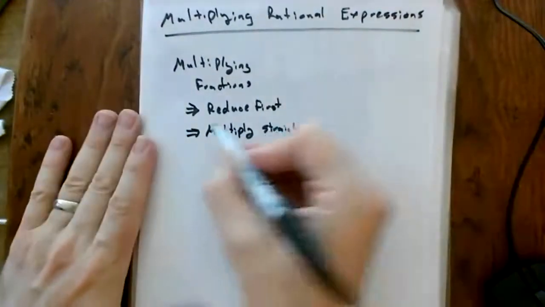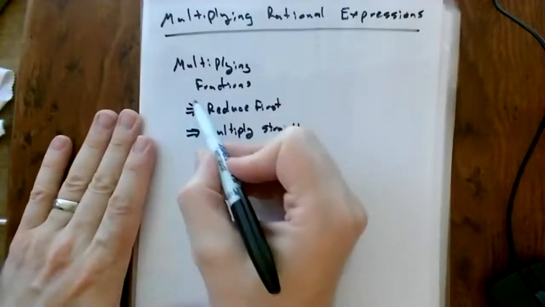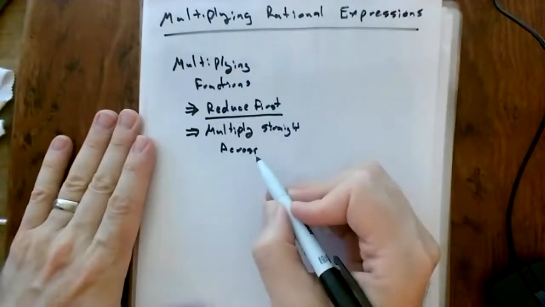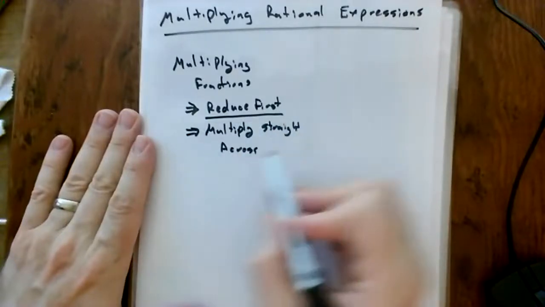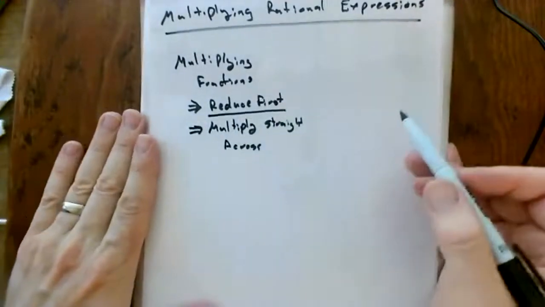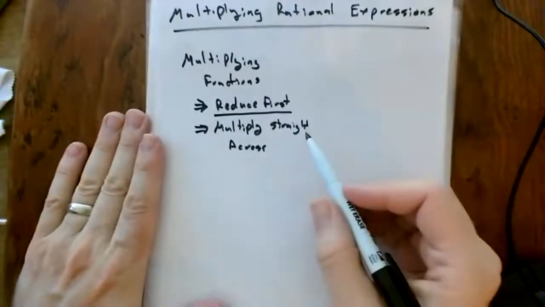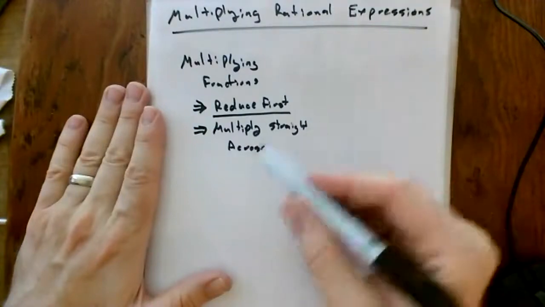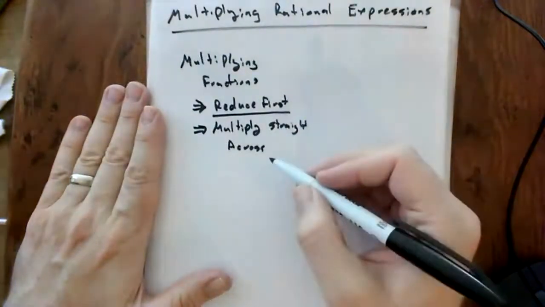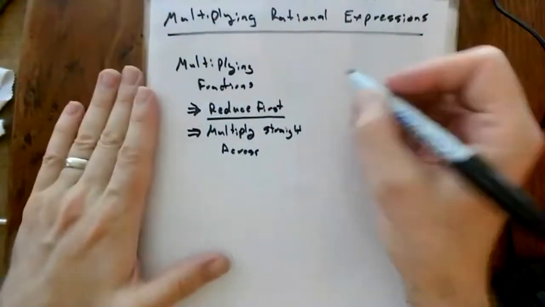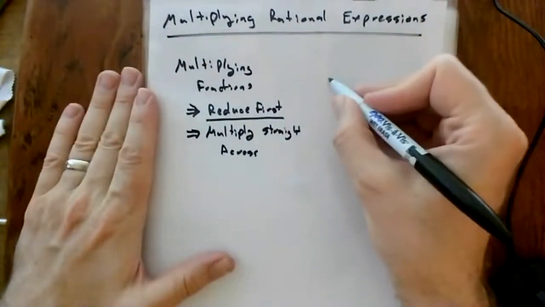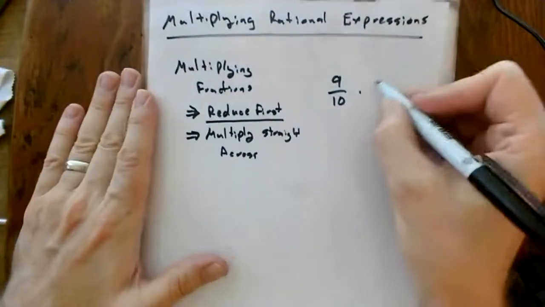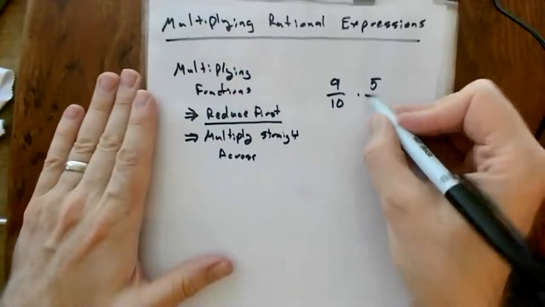So the reason why we reduce first is this actually is a simpler process than multiplying first and then reducing at the end. If you multiply first, then you're making your life harder than it needs to be, because you'll just have bigger factors to contend with. So, for example, this is going to be something like 9/10 times 5/6.